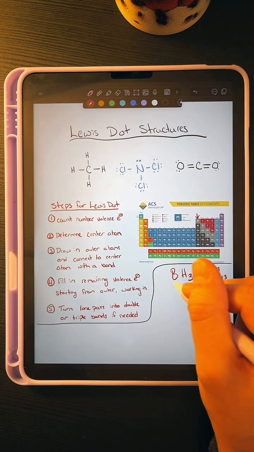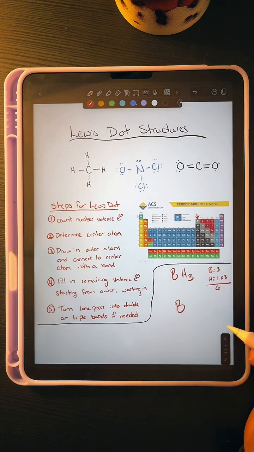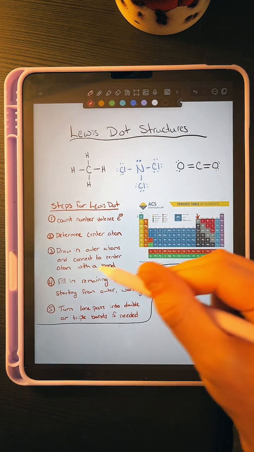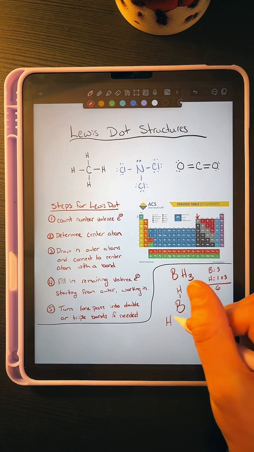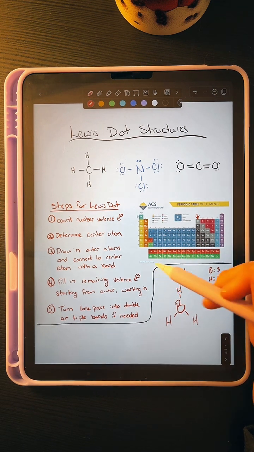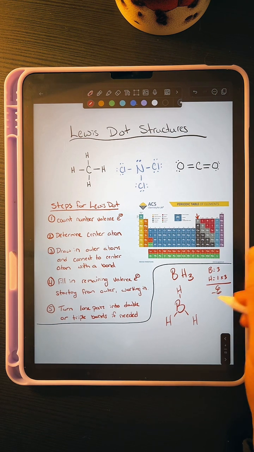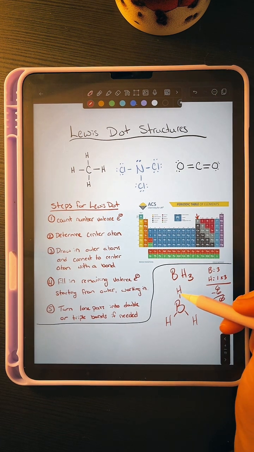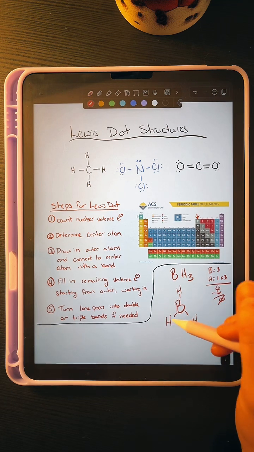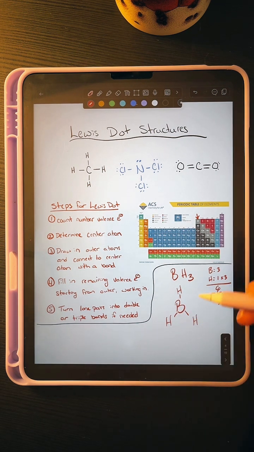So if we were to draw this, boron will be our center atom, when we look at the electronegativity and everything. We're going to draw in the outer atoms. So we have hydrogen, hydrogen, and hydrogen, and we're going to connect each one of those with a bond. Each one of those bonds has 2 valence electrons. So we have 2, 4, 6 valence electrons that we have already used. But we have no more to put in. And so our hydrogens are happy because they fulfill the doublet, right? 2 valence electrons around there. But boron has 2, 4, 6. It doesn't have a full octet.